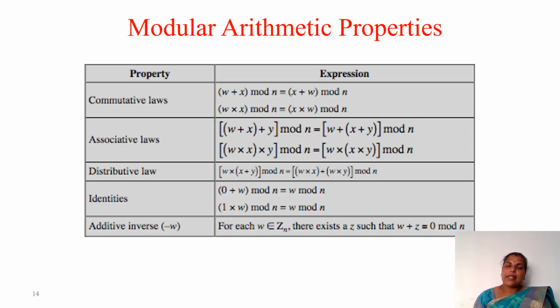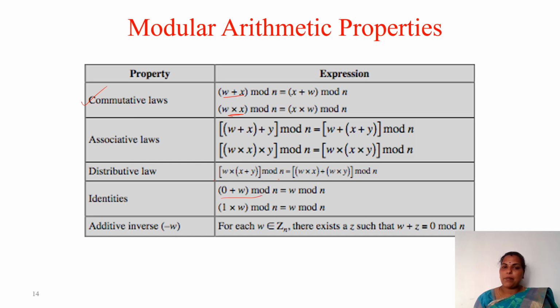Next, some of the properties of modular arithmetic. Commutative law, that is, we know that w plus x mod n equal to x plus w mod n. With respect to plus as well as multiplication, this commutative law holds. Then associative law, w plus x plus y mod n equal to w plus x plus y mod n, and w into x into y mod n equal to w into x into y mod n. So the distributive law also holds for addition and multiplication. That is, w into x plus y mod n equal to w into x plus w into y mod n.